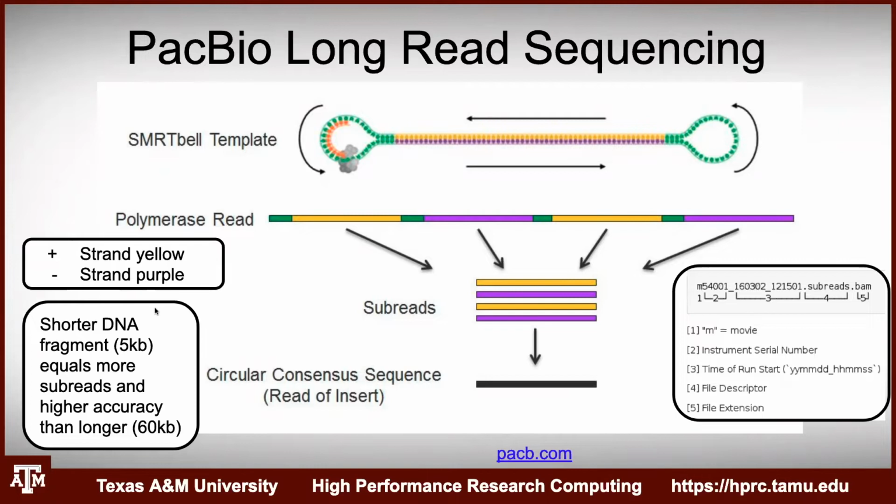So the accuracy is somewhat dependent on the fragment length that you're sequencing. If you have a shorter fragment like 5 kb, that's going to allow for more subreads, which increases your accuracy. The longer fragments are going to tend to have fewer subreads, so they're going to be a little bit less accurate.